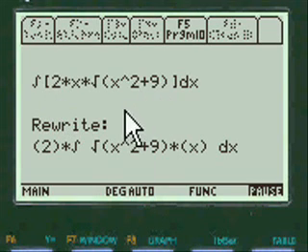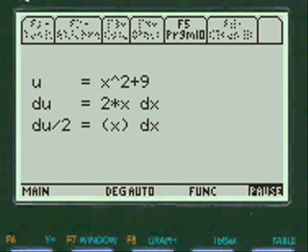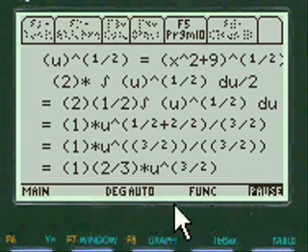And here's your function. You have to rewrite it. Here's the constant. You have to take that outside the integral sign. We take the x and put it over here by the dx. And u equals x squared plus 9. And here's the derivative. Anytime you have a constant here, you put it over and divide du by that constant, and leave the rest over here. Should be no numbers over here. Notice that this is the same as the previous x by dx. That's why we rewrite it.